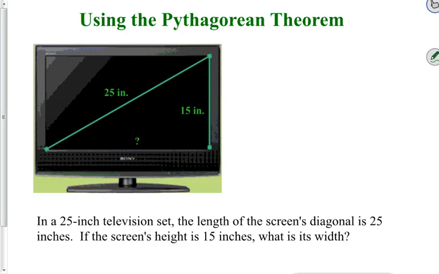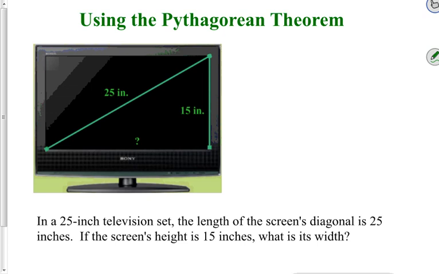And using the Pythagorean theorem is quite simple, right? Let's use this word problem to show an example. In a 25-inch television set, the length of the screen's diagonal is 25 inches. If the screen's height is 15 inches, what is its width?